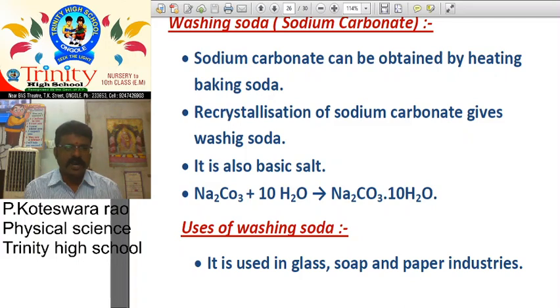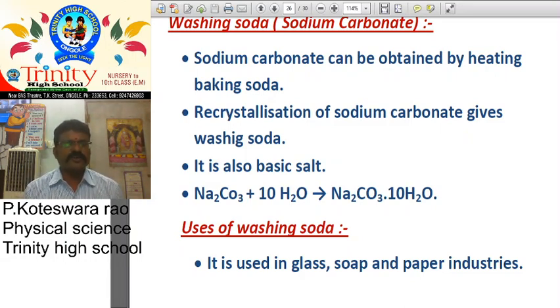Are you okay? How is sodium carbonate prepared? The first one is on heating baking soda. The second one, recrystallization of sodium carbonate, once again forms washing soda. Washing soda formula Na2CO3 is a basic salt, and the equation is Na2CO3 plus 10H2O gives Na2CO3.10H2O. These are the preparations of washing soda.